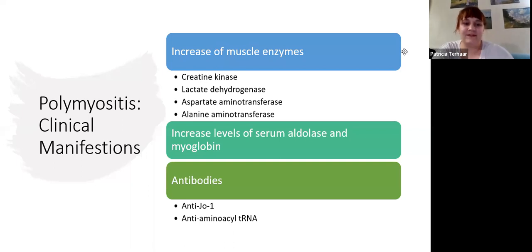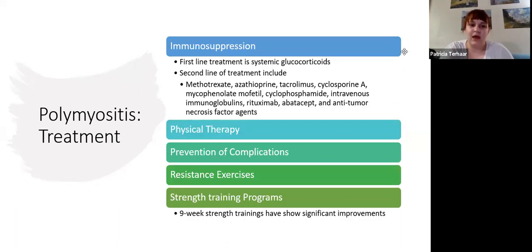The other clinical manifestations are in the blood, what you get from blood tests. There's an increase of muscle enzymes such as creatine kinase, lactate dehydrogenase, aspartate aminotransferase, and alanine aminotransferase. There's also an increase in levels of serum aldolase and myoglobin, and an increase in serum antibodies of anti-Jo1 and anti-aminoacyl tRNA, which are all indicators of what is going on and help with the diagnosis of PM.